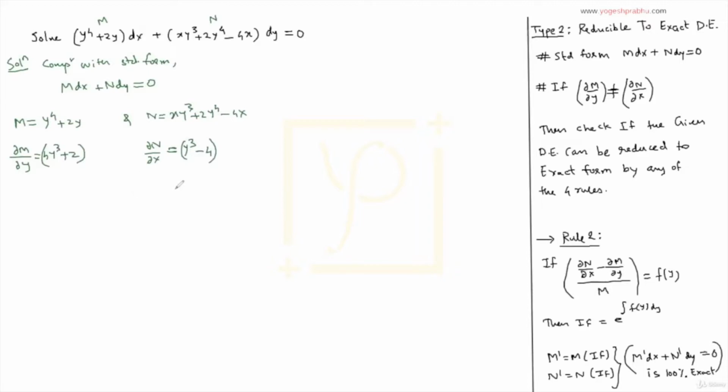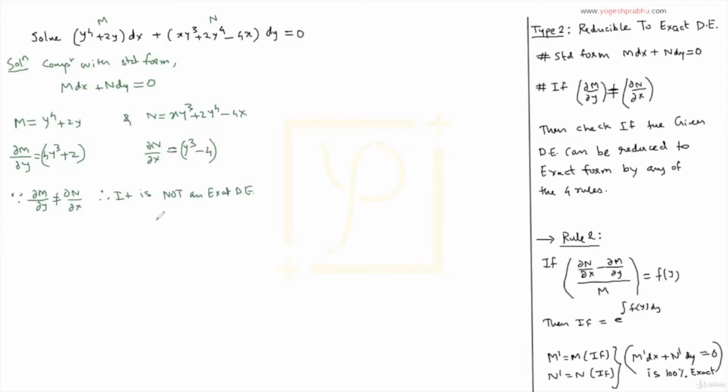So clearly these two are not equal, and if they are not equal, it is definitely not an exact equation. Let's write that down. Since dou M by dou y is not equal to dou N by dou x, therefore it is not an exact equation, an exact differential equation. That's my first conclusion. The given equation is not an exact equation.